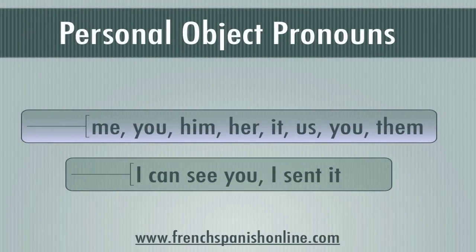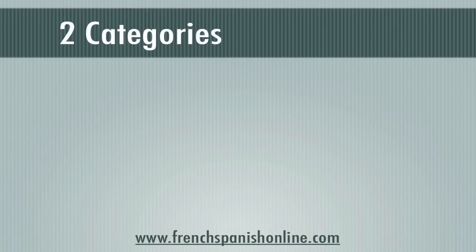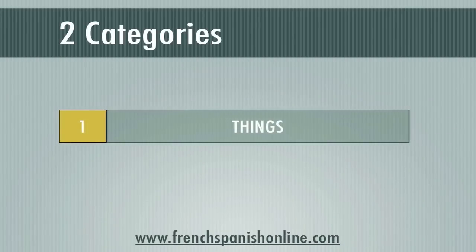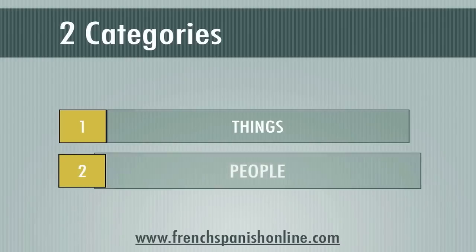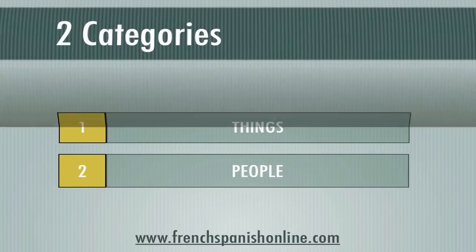In English, they are me, you, him, her, it, us, you, them. In a sentence like "I can see you," I is the subject and you the object. That's what we are going to see: how to translate it. In French, unfortunately, we have more than one category to translate these pronouns. We have one for things and another one for people. And in the second category, we have three subcategories. So let's start with things.